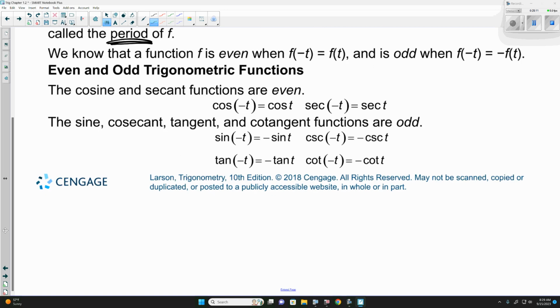Now, cosine and secant are what we consider to be even functions, because cosine of negative t is the same as cosine of t. Cosine of the negative angle is equal to cosine of the positive angle. Sine, cotangent, cosecant, and tangent are considered odd functions because sine of negative t is the same as negative sine of t. We have that kind of flip to it.